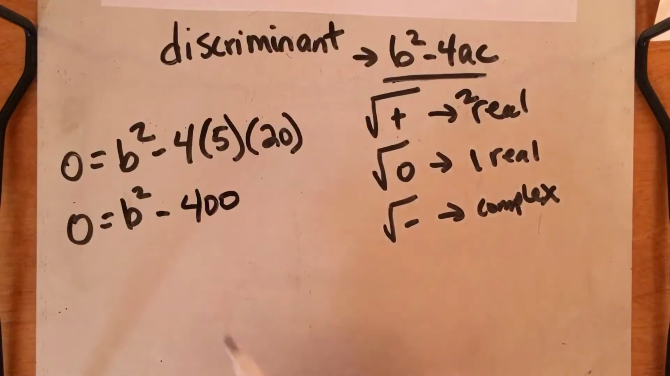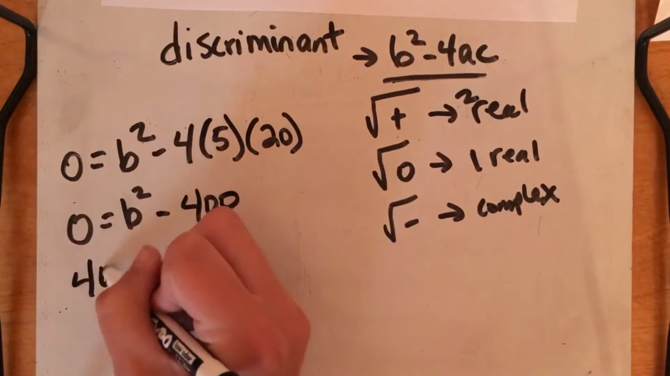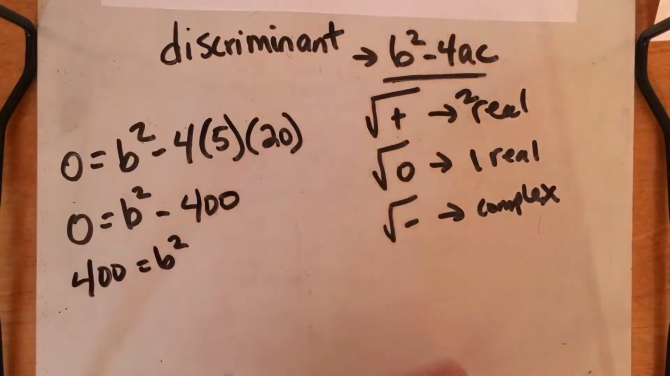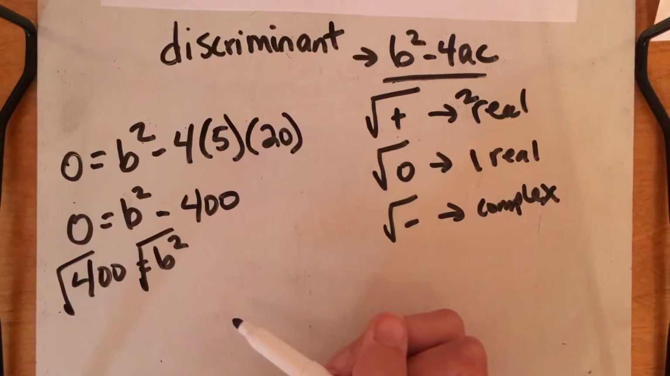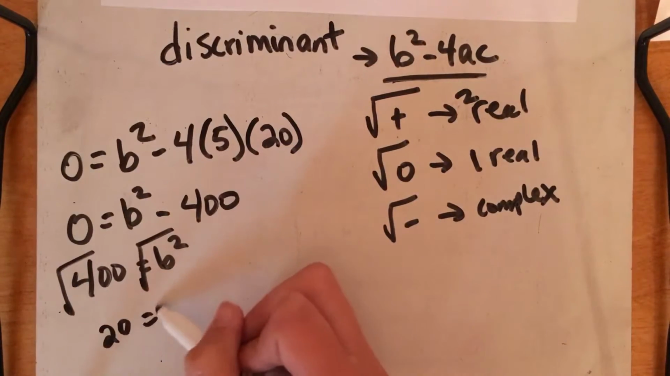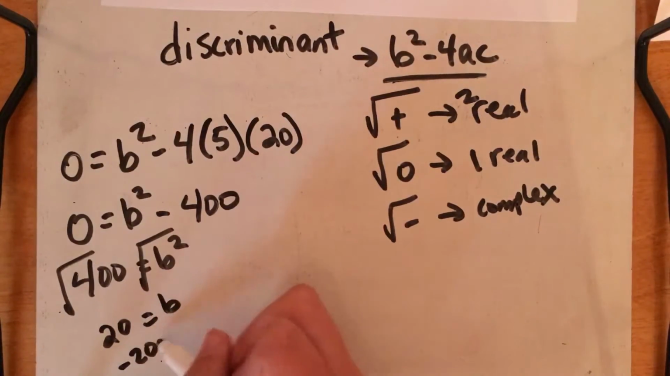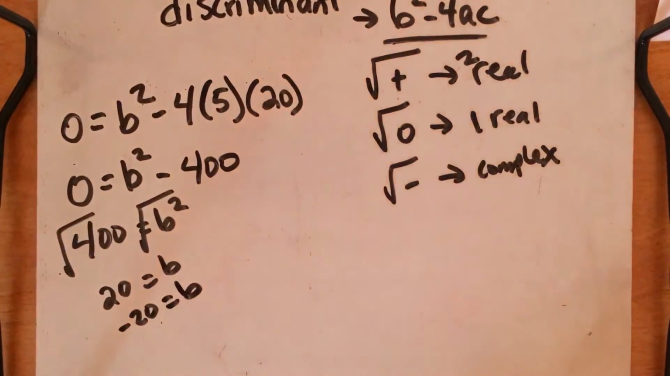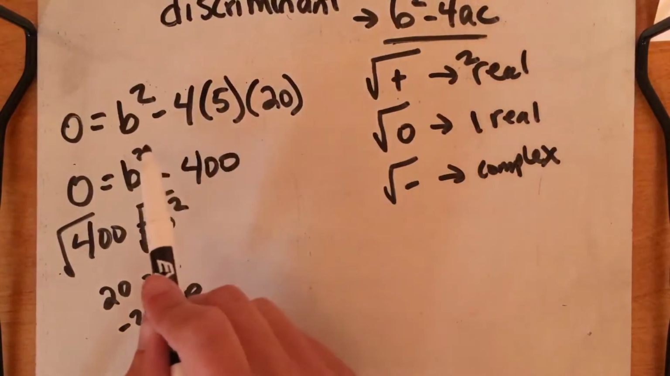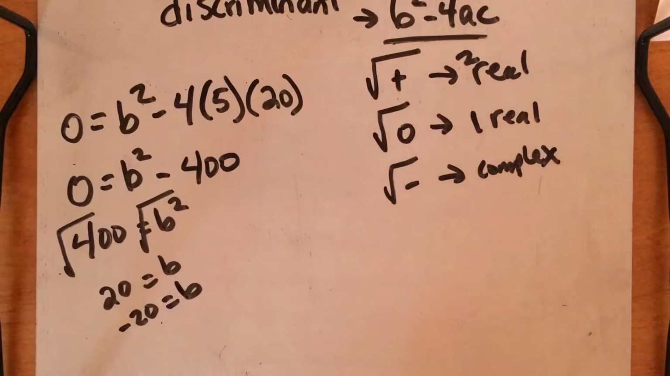Let's move this over, so we get 400 equals b squared, or you might just be able to figure it out right now. Take the square root of that. Remember, we could have two answers here. We could have 20, or you could have negative 20. Both of those, if you plugged them in right here, would give you 0.